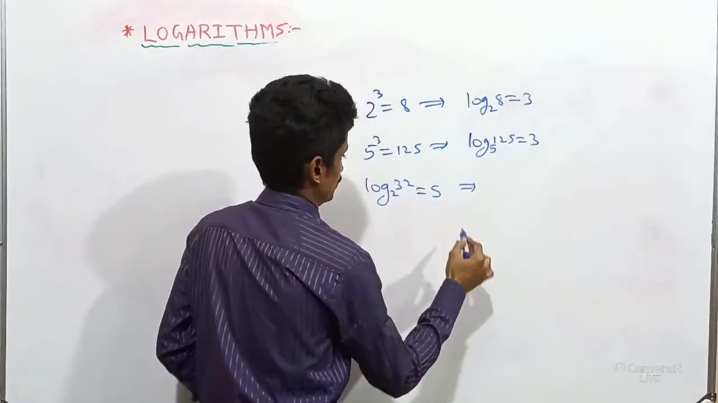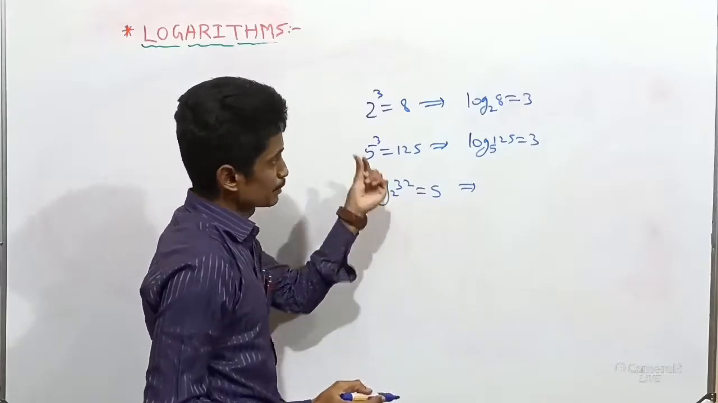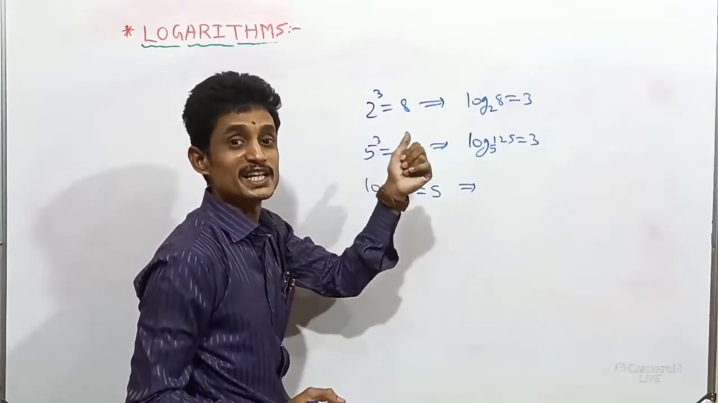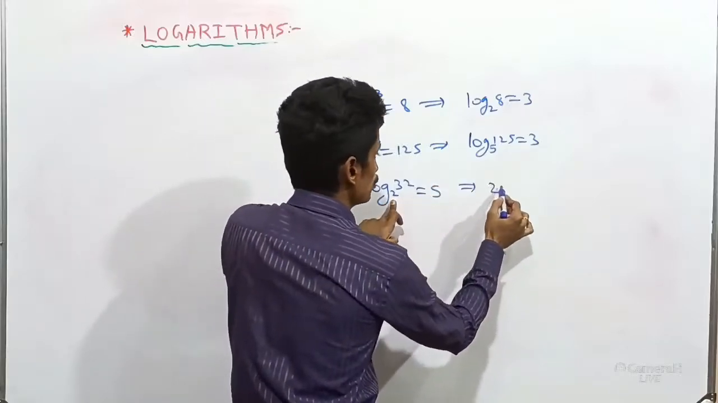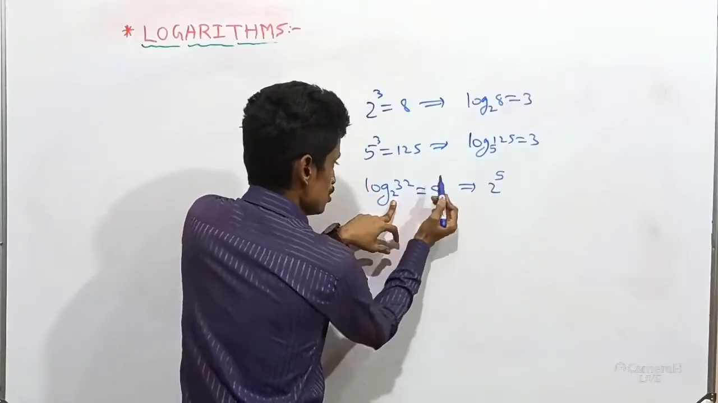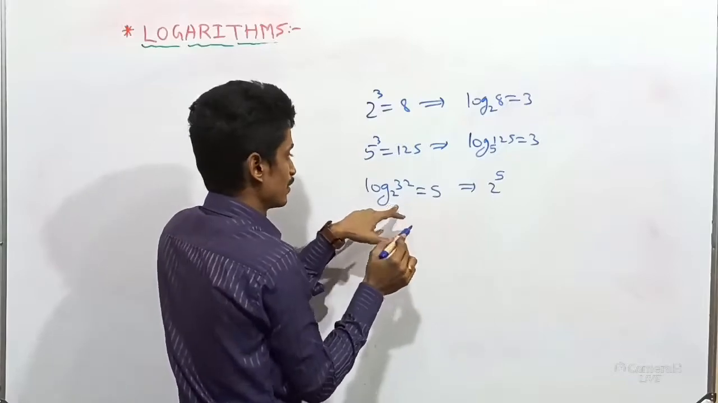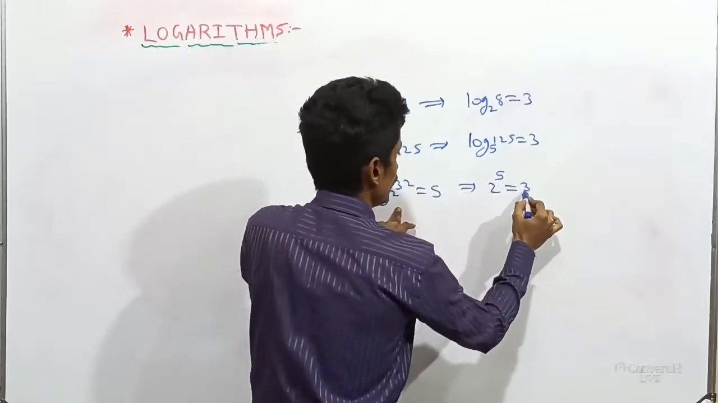Now reverse. Just in logarithmic representation, you have to represent in index form. How is it? This base 2 will lift to the 5. That is 2 power 5. This base 2 will lift to the 5. 2 power 5 is equal to what will we obtain?